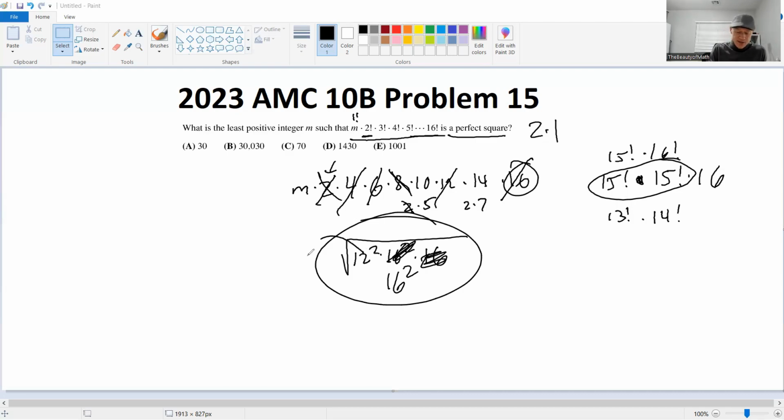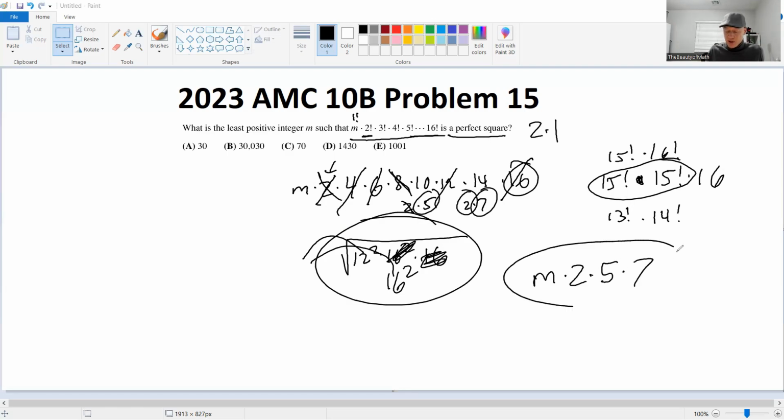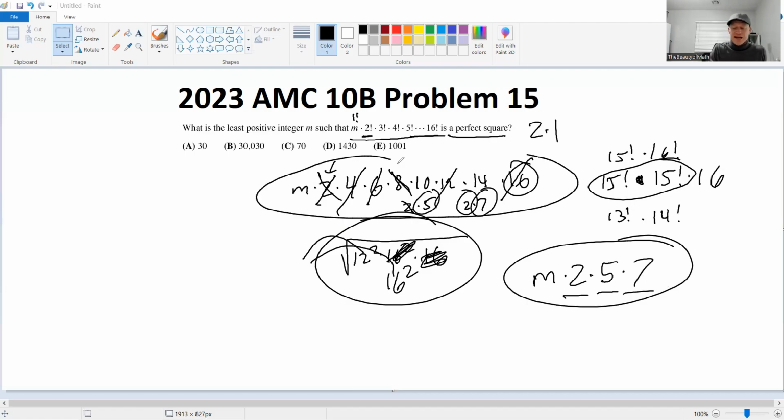Because the 12 is going to pop out and the 16 is going to pop out. So really at this point, what's left? We have a 2, a 5, and a 7 that have not been paired off with anything. Then in order for the whole thing to be a perfect square, m is going to have to take on a copy of each of these values. If it had said perfect cube, then m would have to play a role of 2 squared, 5 squared, and 7 squared, depending on if we had the same exact scenario.